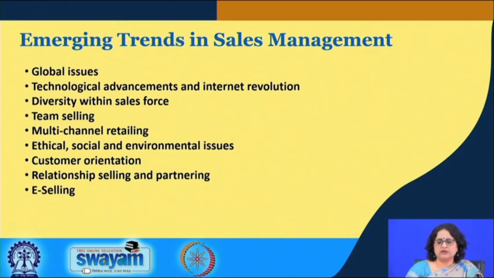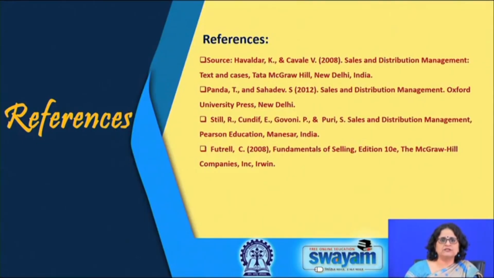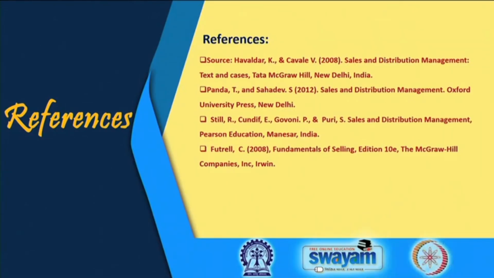So with this we finish our module, but before we finish our lecture, let us look into the references. So we have Havaldar and Kawale, Sales and Distribution Management, Text and Cases by Tata McGraw-Hill. We have Tapan Panda and Sahadev, which is Sales and Distribution Management, Oxford University Press. Then Still, Cundiff and Govani and Puri, Sales and Distribution Management, Pearson Education. And then we have Futrell, which is Fundamentals of Selling, edition 10, which is Tata McGraw-Hill.